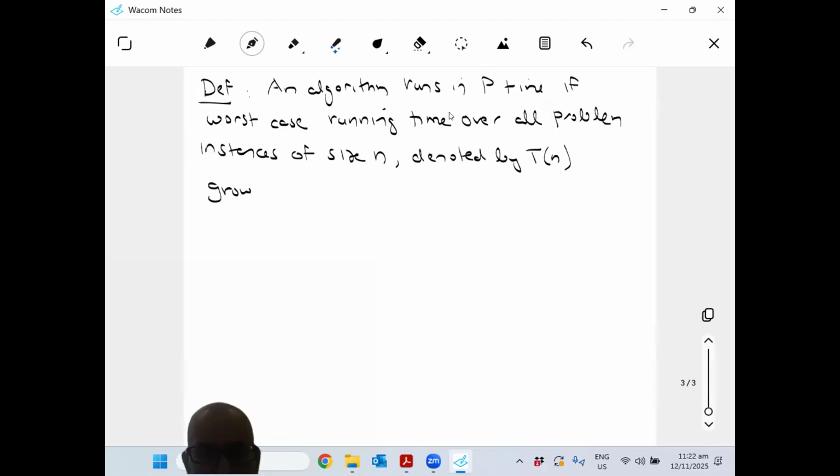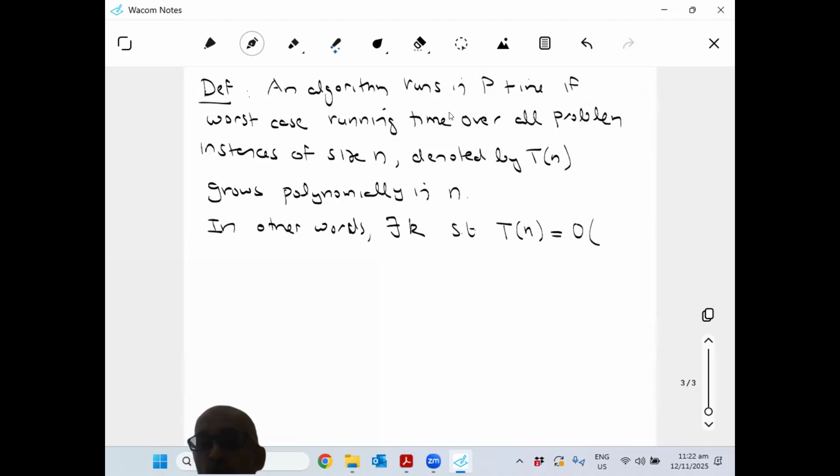Grows polynomially in n. In other words, there exists some number k such that T(n) is order n to the power k. I don't want k in any way to depend on n. So k is some fixed number, and I don't want n to show up in the exponent in any way. Okay, so far clear?